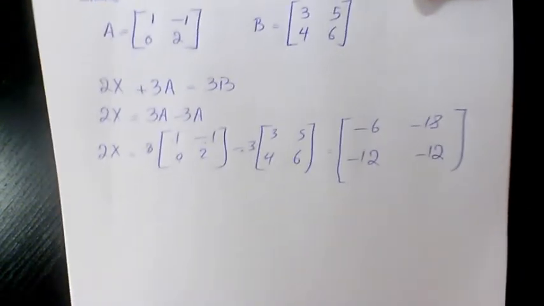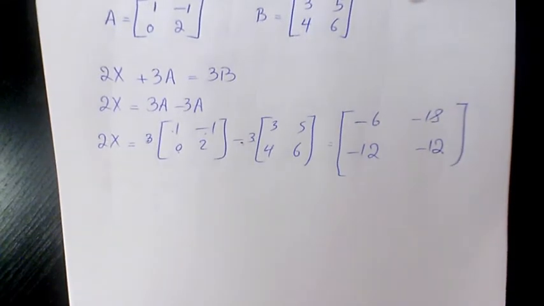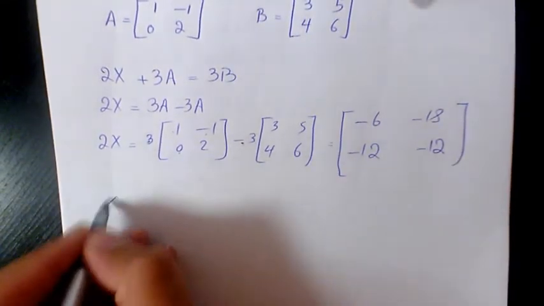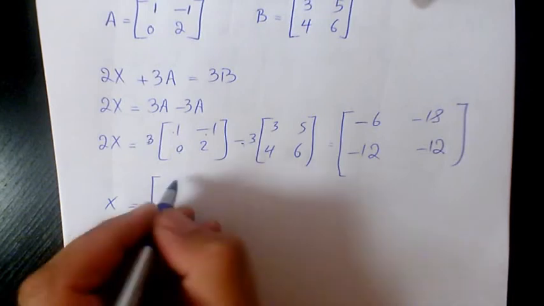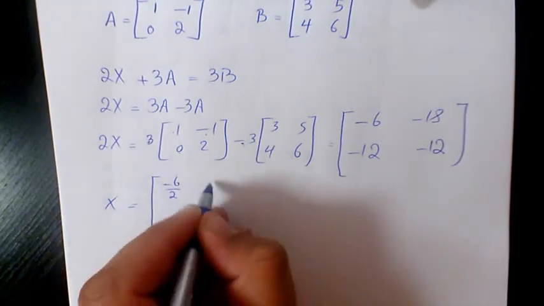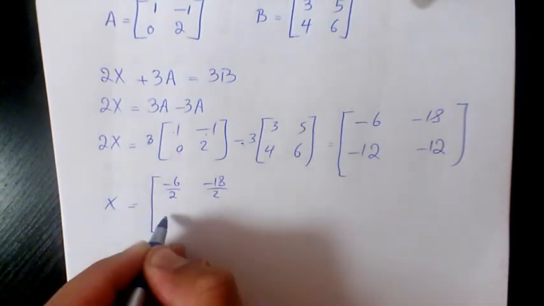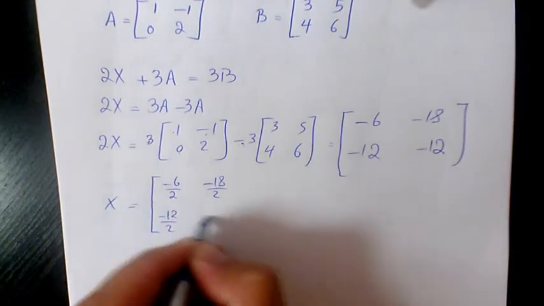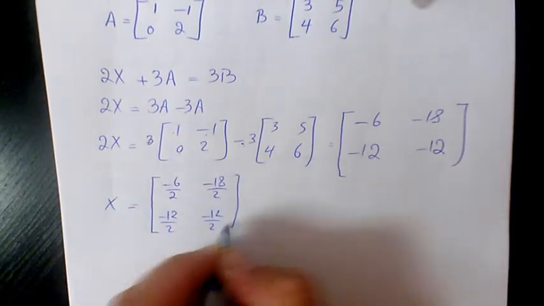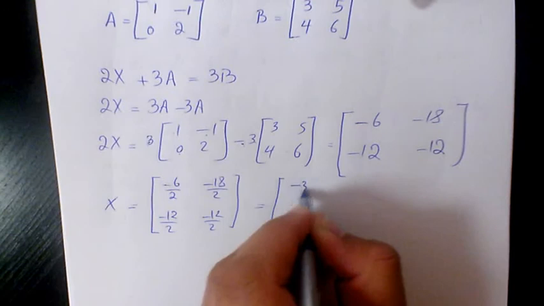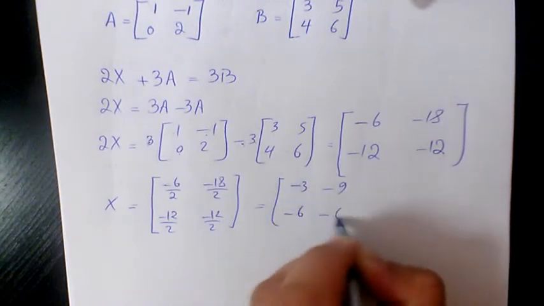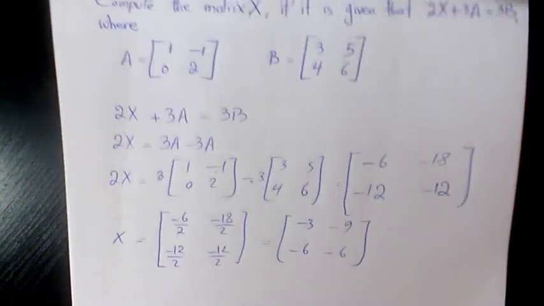So that's going to be the value of 2x basically. X will be each element divided by 2. Which will be negative 3, negative 9, negative 6, and negative 6.